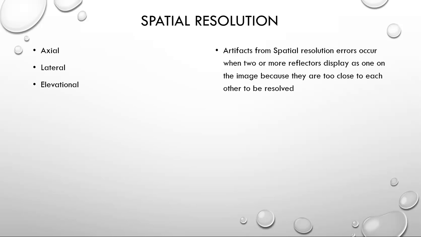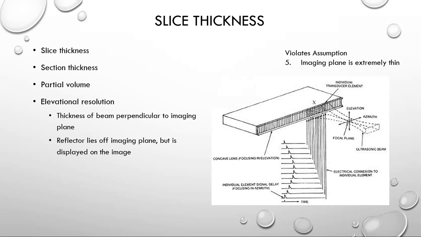Artifacts from spatial resolution or detail resolution occur when two or more reflectors display as only one on the image because they're too close to be resolved. Of course, we know that this is from axial, lateral, and elevational resolution limitations. Elevational resolution, or slice thickness, results in a partial volume artifact.